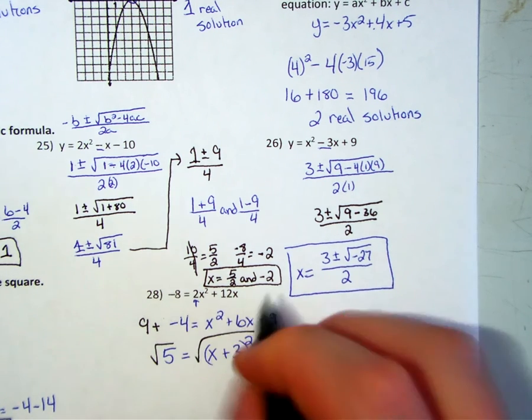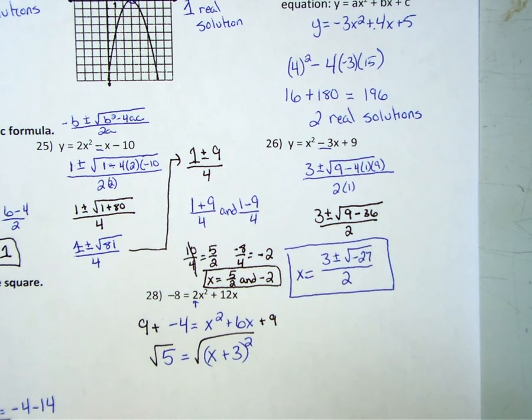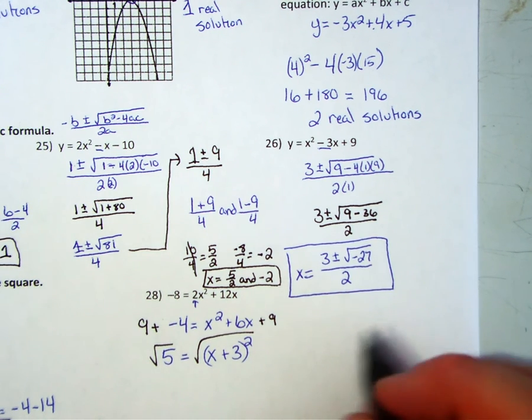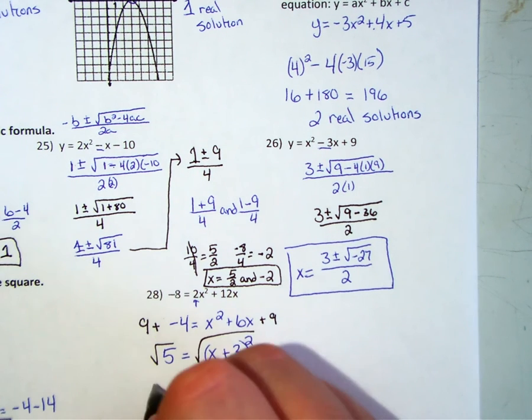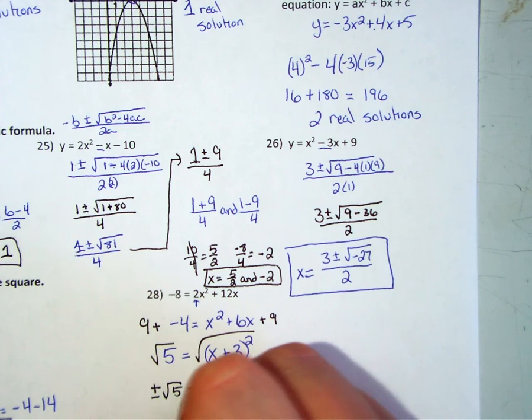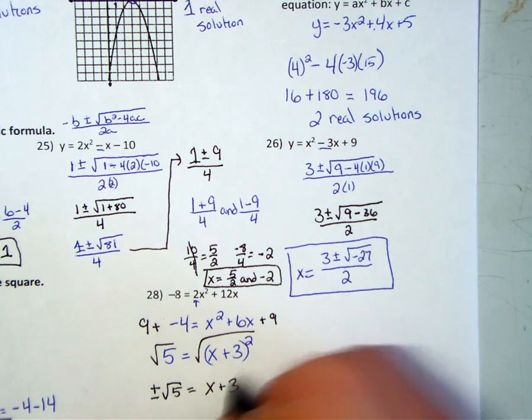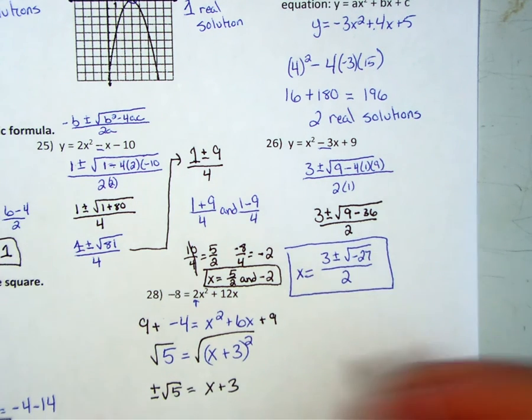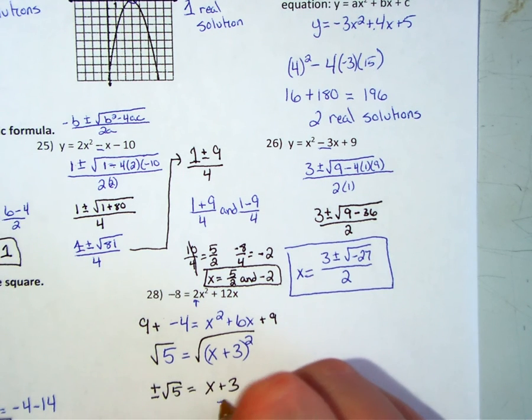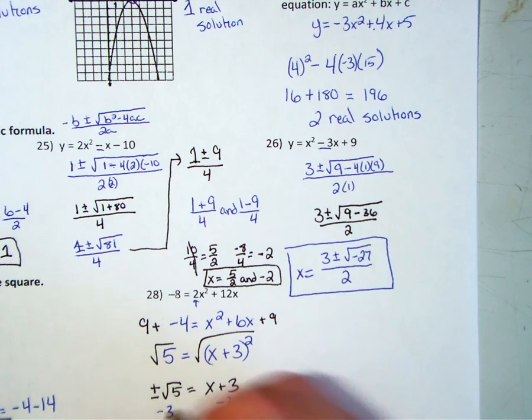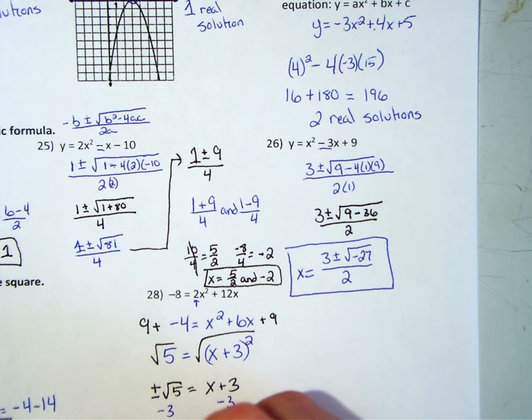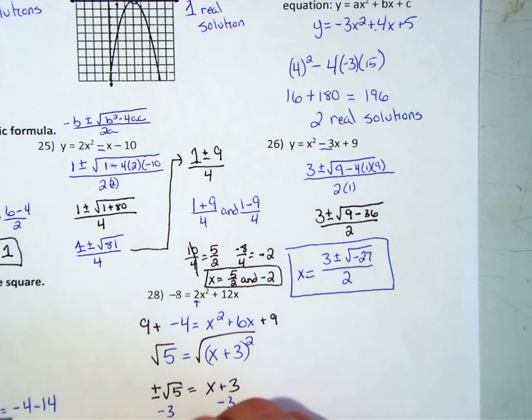where we will take the square root of both sides, and the square root of 5 is a messy number. It's irrational. It's going to go on and on and on forever. So we're going to just leave it square root of 5. So that we have the plus or minus square root of 5 is equal to x plus 3. Where we will now subtract 3 from both sides. And x is going to be equal to negative 3 plus or minus root 5.